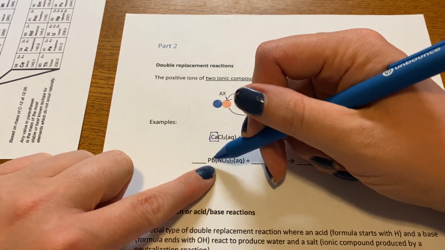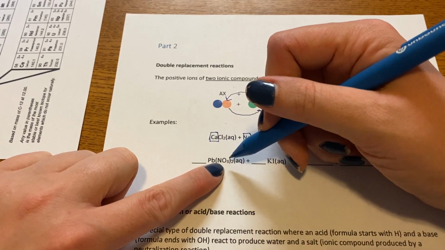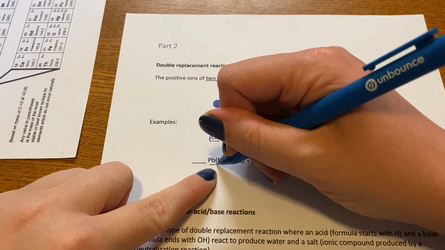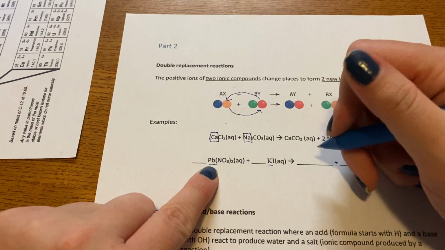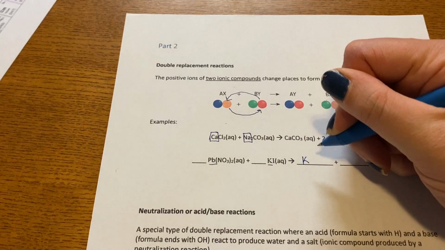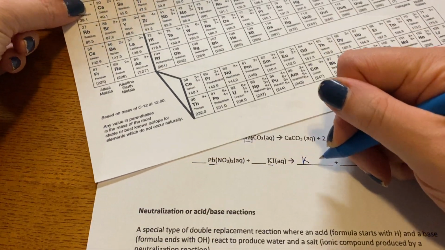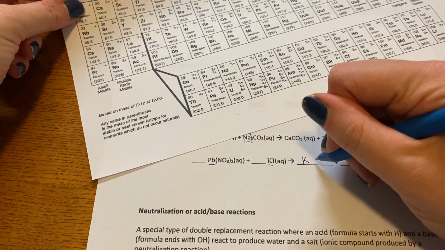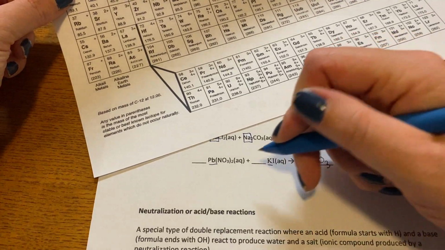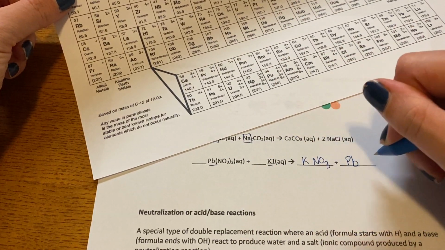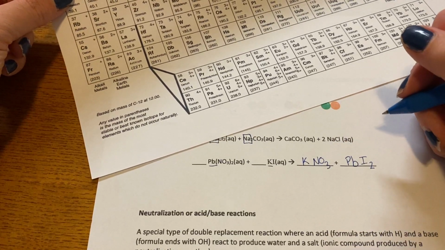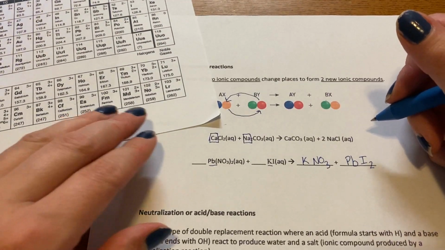Okay, so here we have lead, Pb, lead 2, and then nitrate and potassium iodide. If we want to think of it as the lead and the potassium switching places, now we would have potassium, and you might need your chart. Potassium's charge is 1. Nitrate is NO3 and its charge is 1, and then lead's charge is 2, and iodine's charge is 1, so it's going to get a 2. Okay, great. So now we just have to balance it.